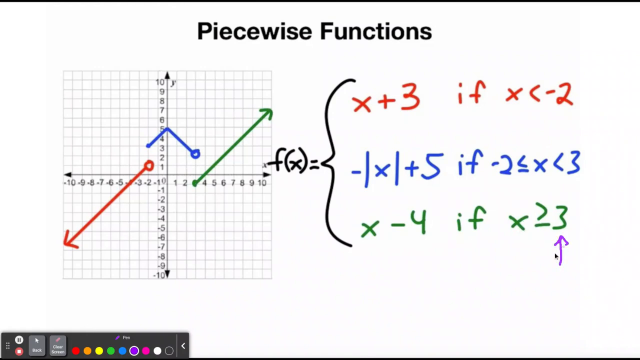So it could be 3. So we start at the 3. We filled it in because it could be 3. So 3 minus 4 gives us negative 1. And you notice it's at 3, negative 1.